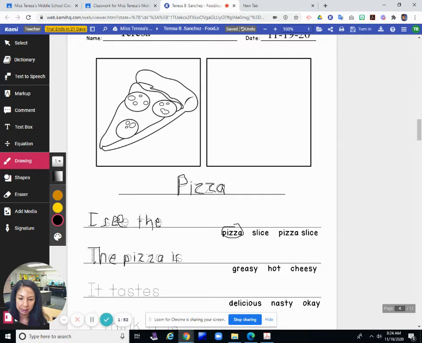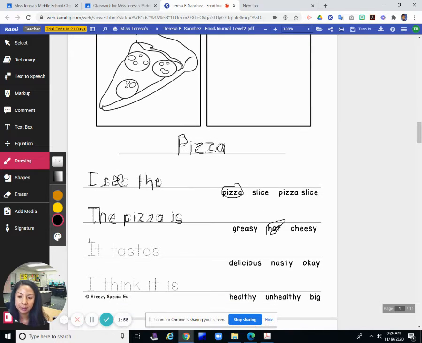The pizza is, I, S, is greasy, hot, or cheesy? I'll pick hot. The pizza is hot. It, capital I, T, it tastes, T, A, S, T, E, S, it tastes delicious, nasty, or okay. I like pizza, so I'm going to say it's delicious.